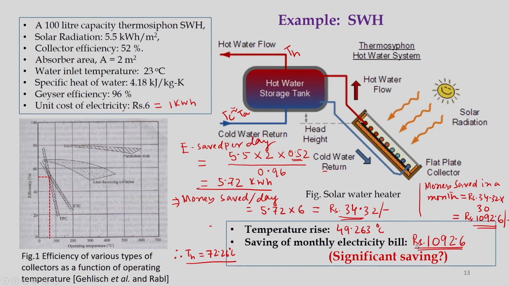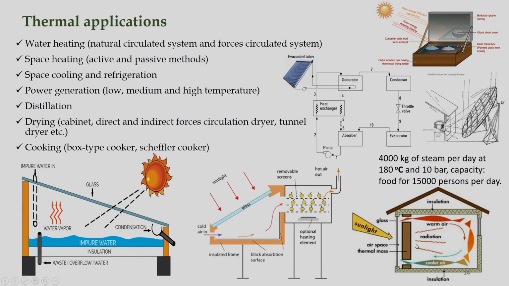So, let us move to the next slides. Here I would like to introduce the different applications, primarily the thermal applications, then solar thermal applications. So, water heating, that may be a naturally circulated system or a forced circulated system. When we use pumps to circulate the fluid, that becomes forced circulation, and when we use only the thermosiphonic effect, that is called natural circulation.